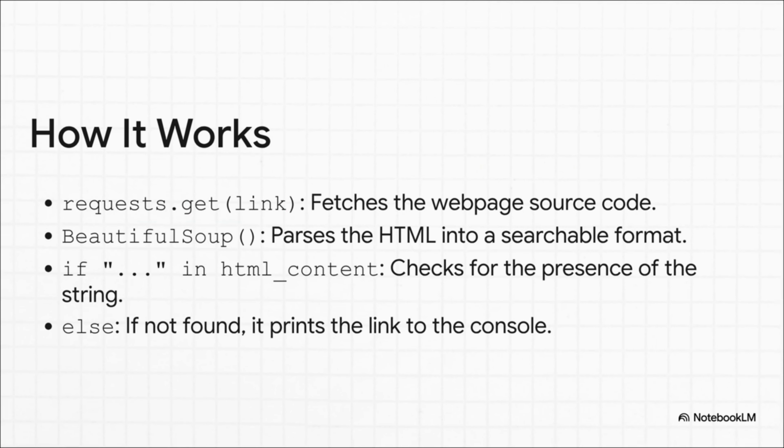Let's just quickly break down how it works. The requests library grabs the page, BeautifulSoup cleans it up for us. Then the if statement, that's our detective. It just asks a simple question. Hey, is our Google Analytics string anywhere in this text? If the answer is no, it prints out the URL of the problem page so we can go fix it. Simple, powerful, and really effective.